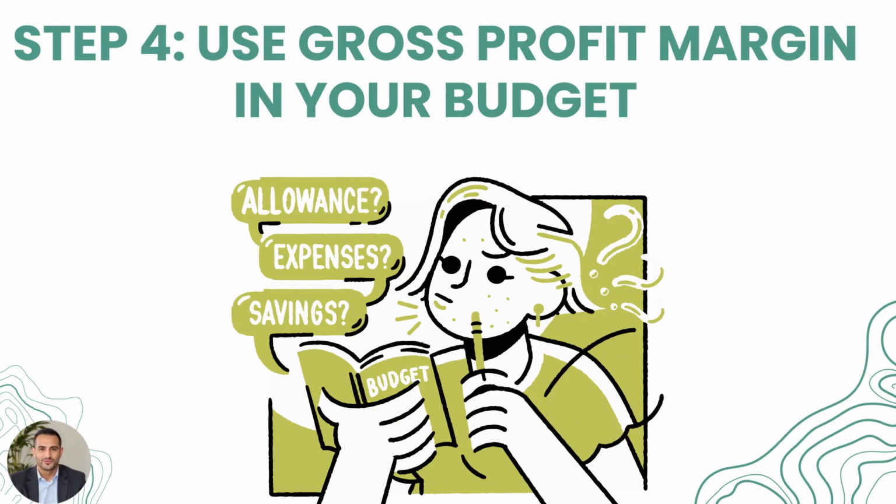Step 4. Use gross profit margin in your budget. You'll use this margin in your budget to calculate how much of your revenue is left after direct costs. This is important for finding your break-even point. Not every business will have a cost of goods sold. For example, digital product businesses may not incur direct production costs at all. In those cases, COGS may essentially be $0 and gross profit will equal total revenue.